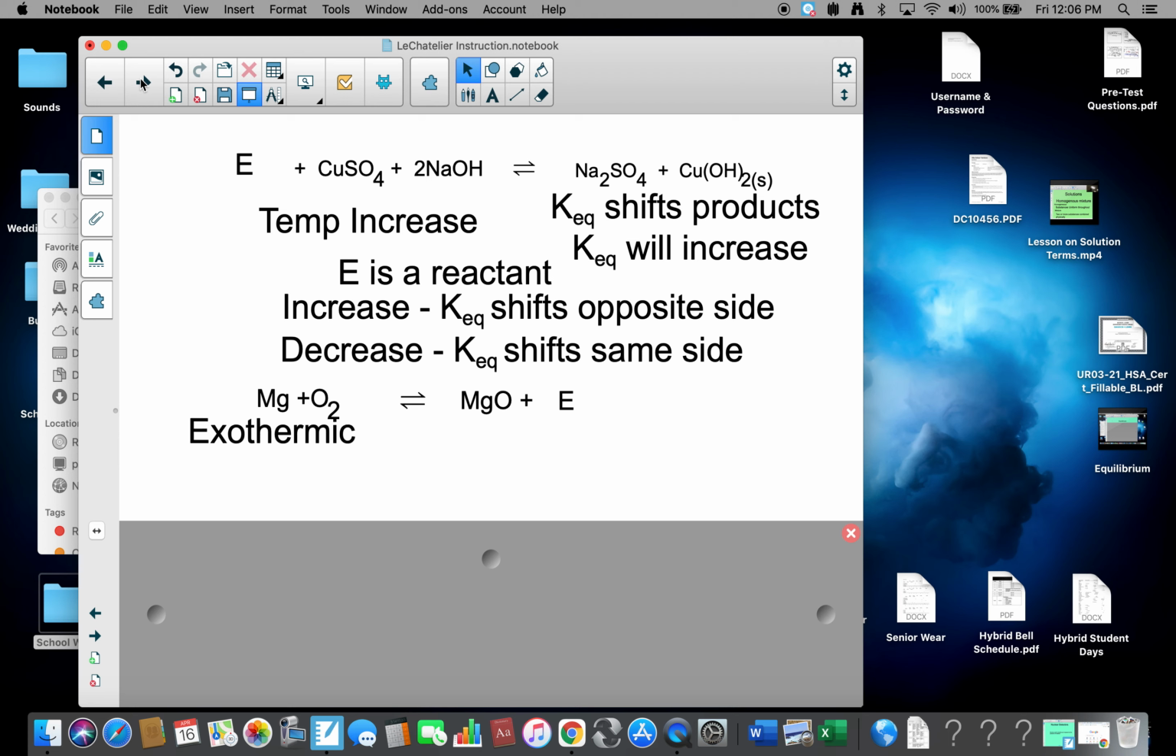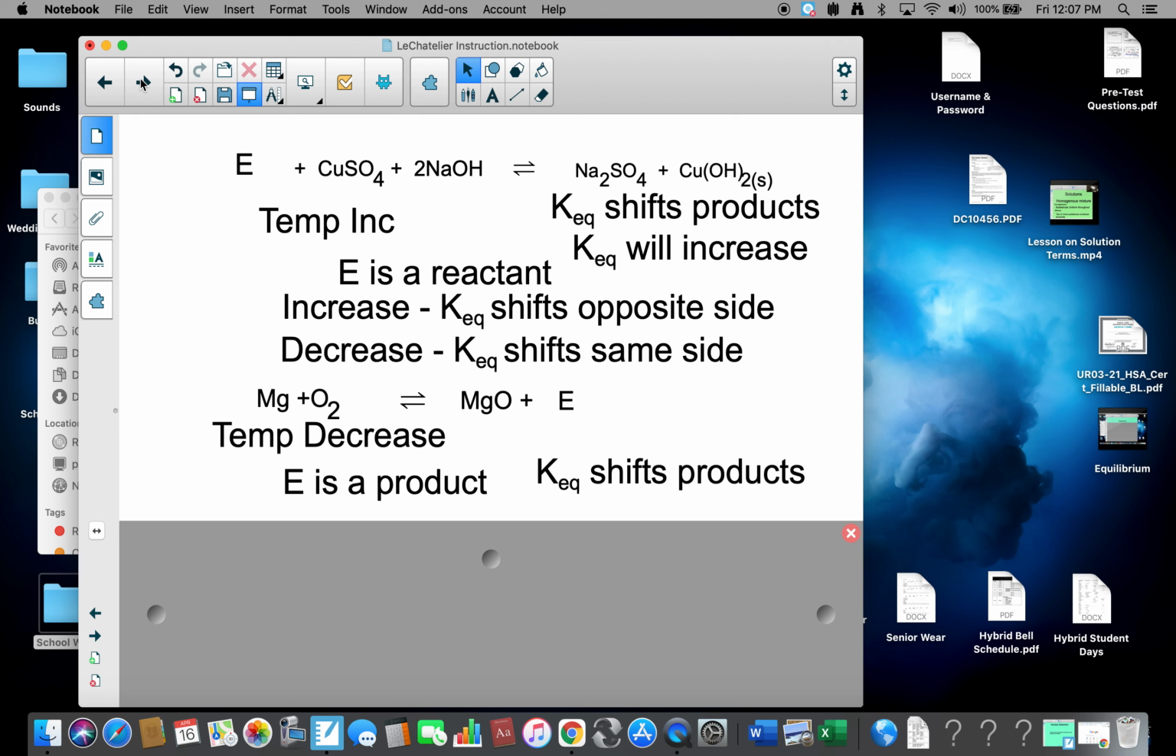So let's look at this one. In this case, the reaction is exothermic. Temperature is decreased. E is a product. So it will shift towards the products.